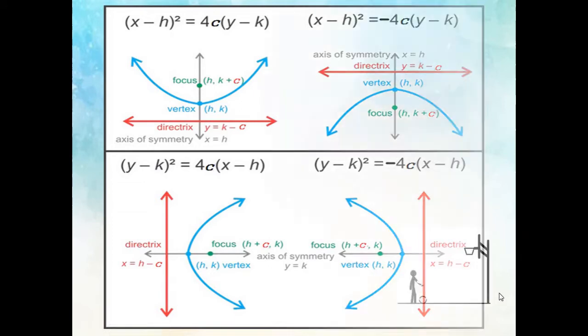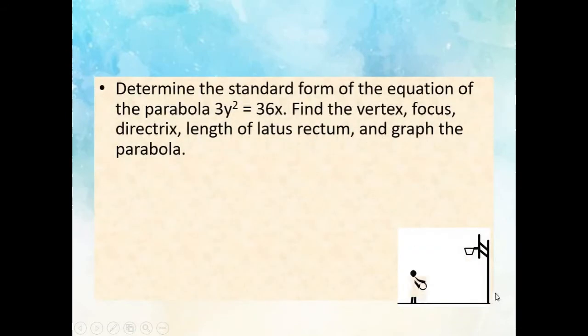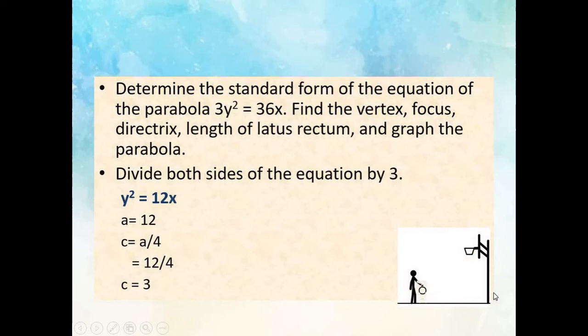Let's have an example. Determine the standard form of the equation of the parabola 3y² = 36x. Find the vertex, focus, directrix, length of latus rectum, and graph the parabola. Divide both sides of the equation by 3. So that becomes y² = 12x. a is equal to 12. c is equal to a over 4, so that is 12 over 4. So c is equal to 3.